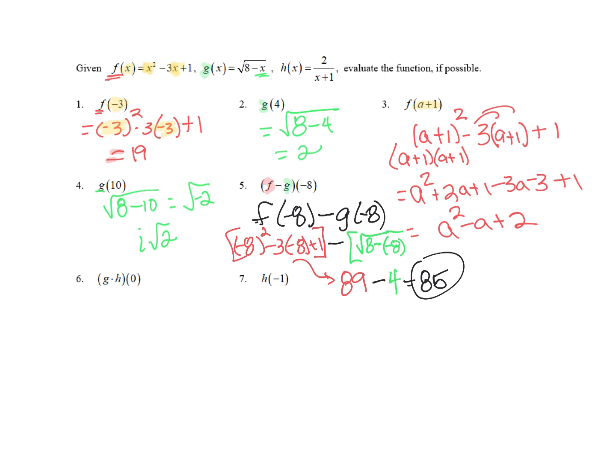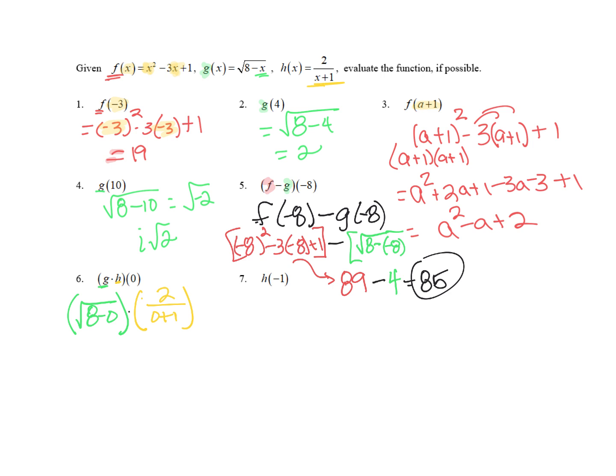So let's do g times h. So we're here. g is the square root of 8 minus x. So we're going to have to do the square root of 8 minus 0 times h. h is over here. So we're going to do 2 over 0 plus 1.